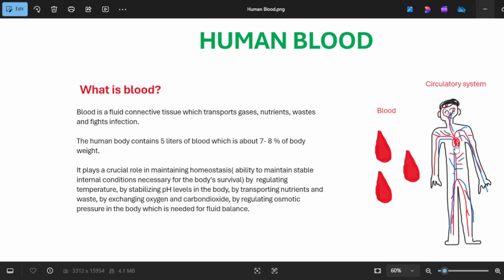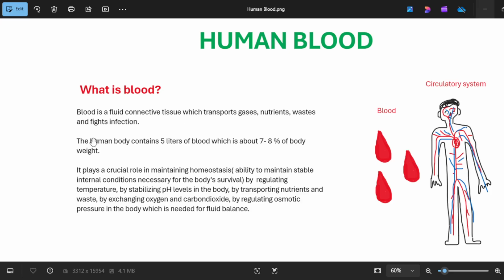So, how is the blood circulated? We have our heart, which pumps blood throughout the human body and also takes in blood from the body. Blood flows through all parts of our body through blood vessels, veins, arteries, capillaries, all these structures through which the blood is flowing. So, that's why blood is very essential for the human body.